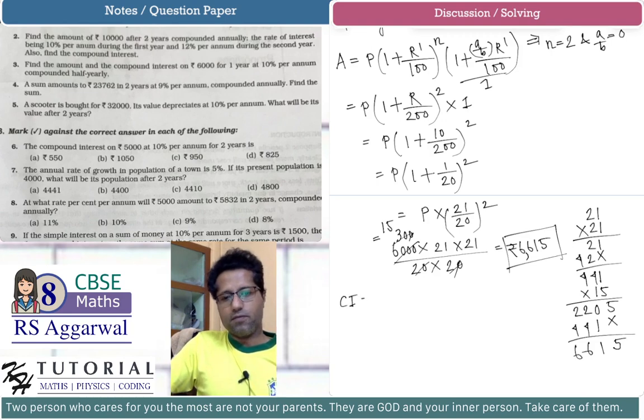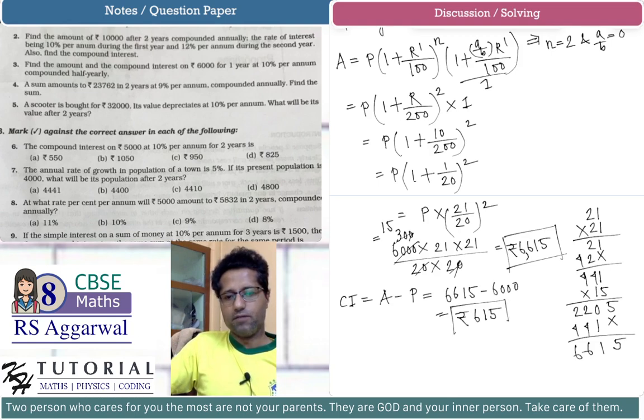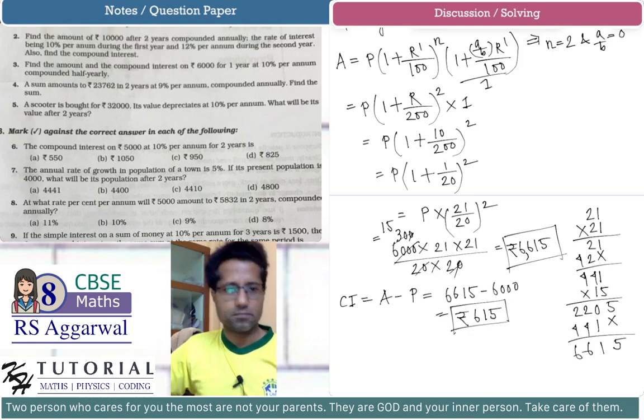What is compound interest? Amount minus principal. So this is 6615 minus 6000. So this is equal to rupees 615. So rupees 615 is the compound interest.